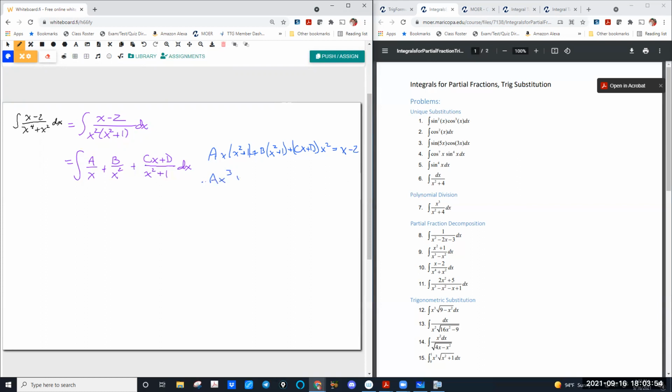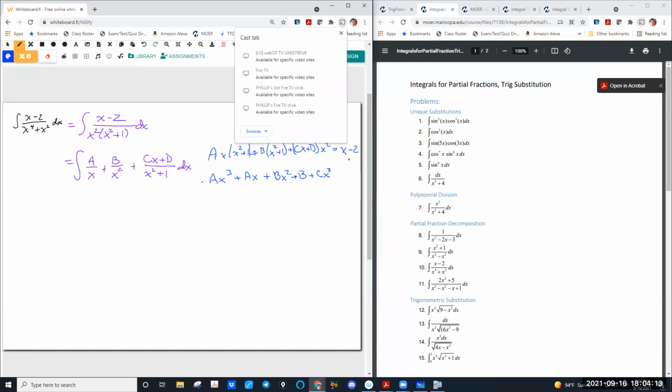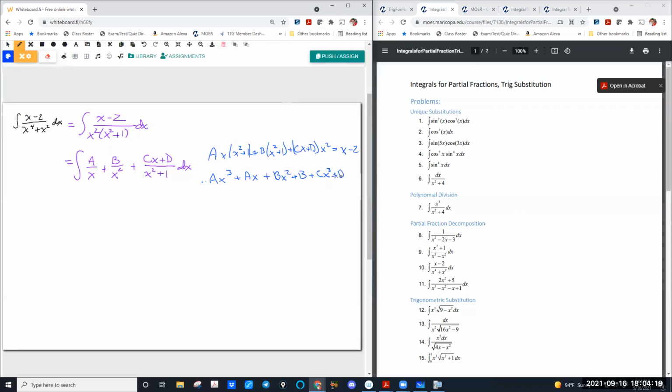Ax cubed, because A should not come out to 0. Ax. I was going to get an error in my system. My system was going to be inconsistent. That's how I noticed it. Bx squared plus B. And then this one, Cx cubed, plus Dx squared, and that is equal to the x minus 2. All right. Again, back to setting up our system. x cubed, x squared, x to the first, and x to the 0.